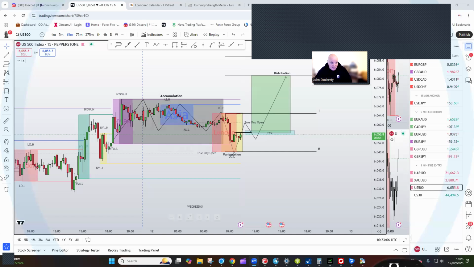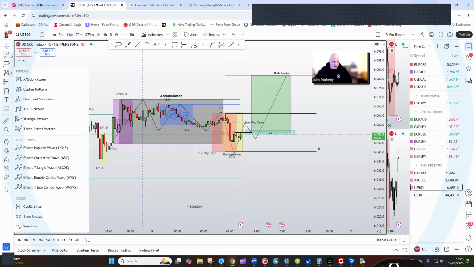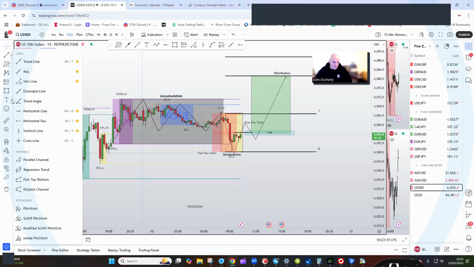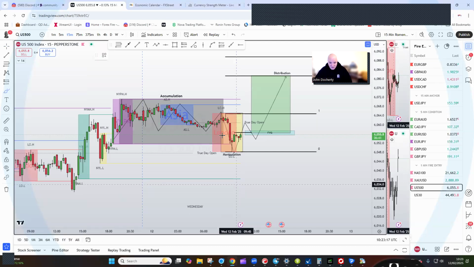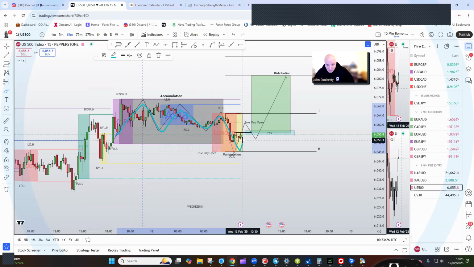Just because, like on this one, this might decide on itself. Let's have a look. Where's the brush? There it is. This might decide on itself. Yes, it's trying to do the first part, manipulation. We do want to see it go above this here for a market structure shift. It may very well just do that. If it does that, we just accept that. It just hasn't followed the path of expectation.